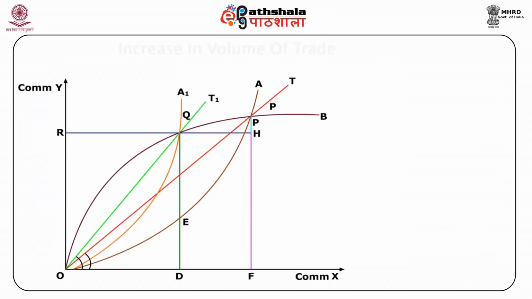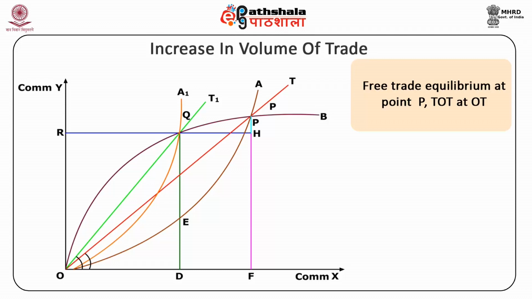As shown in the figure, the initial offer curves of Nation 1 and Nation 2 are OA and OB respectively. Nation 1's exportable good is commodity X, which is Nation 2's import good, and Nation 2's export good is commodity Y, which is Nation 1's import good. The free trade equilibrium, as shown in the figure, takes place at point P, where the two nations' offer curves intersect each other. The terms of trade line is OT, corresponding to the free trade equilibrium.